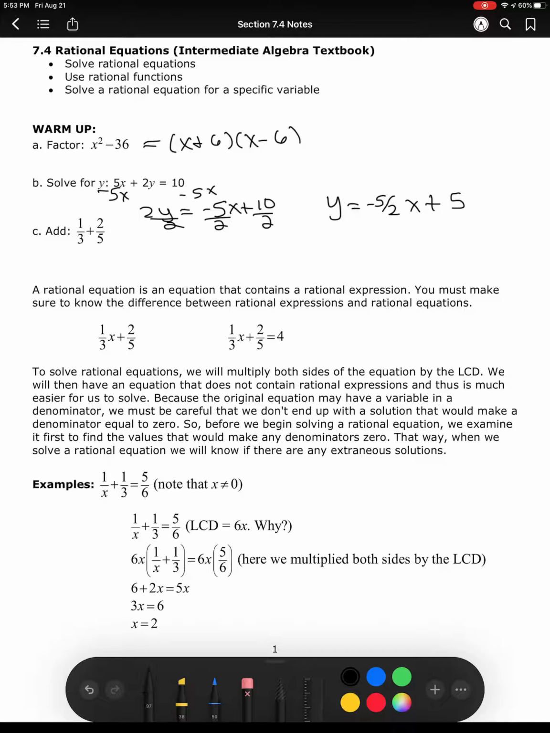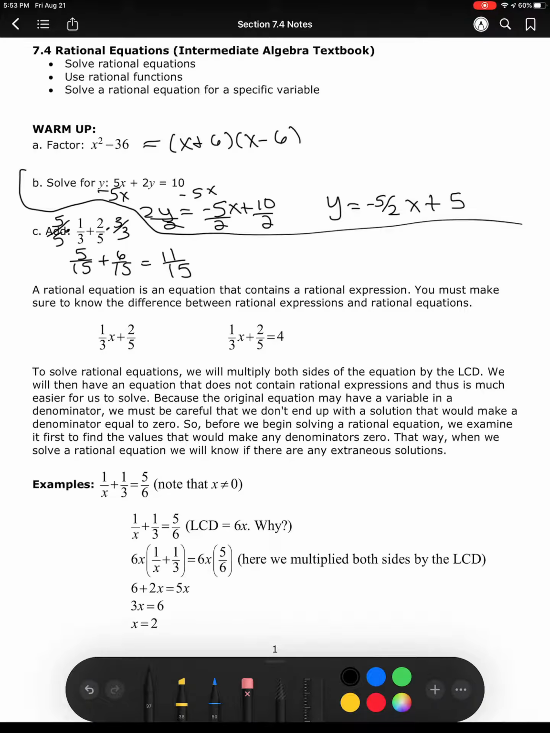Adding fractions, we'll do it by hand just because that'll help us a little bit more with the section. So the least common denominator of 3 and 5 is 15, so I have to multiply by 5 over 5 and 3 over 3. And I get 5 over 15 plus 6 over 15 is equal to 11 over 15. It's important to know that for this section because you'll be doing the same thing but with variables, so the calculator can't actually do it.